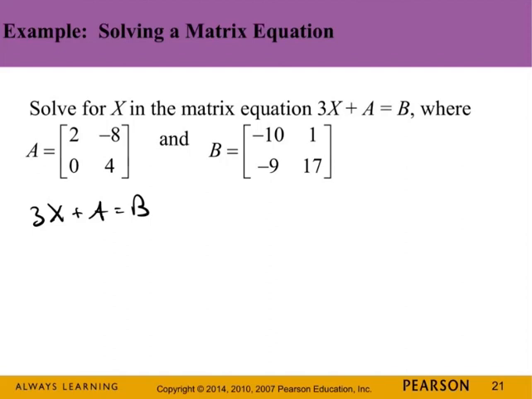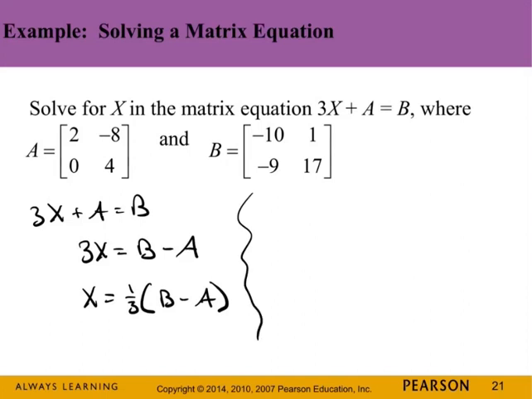I'm thinking subtract a on both sides, right? I think that's okay. So then we'll say 3x equals b minus a. I think that's okay. And then if we multiply both sides by a third, then x is going to be 1/3 times b minus a. I think this is okay.